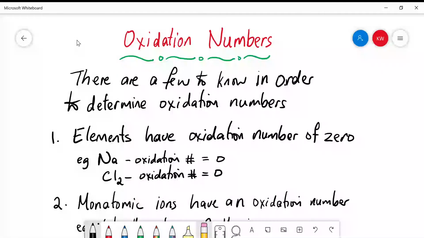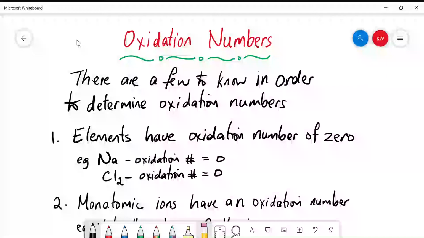Hello. So today we're going to be looking at oxidation numbers. We'll be looking at the rules that are required to determine oxidation number of different elements and of compounds. We'll also be looking at a few examples. So let's start by examining the rules.